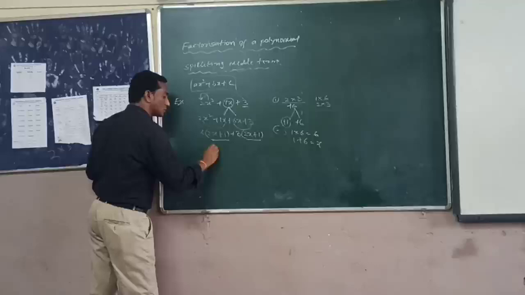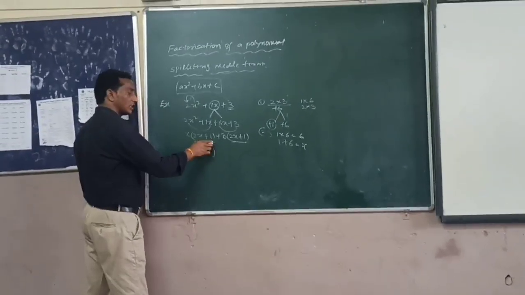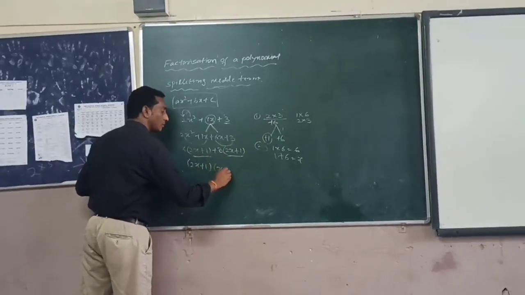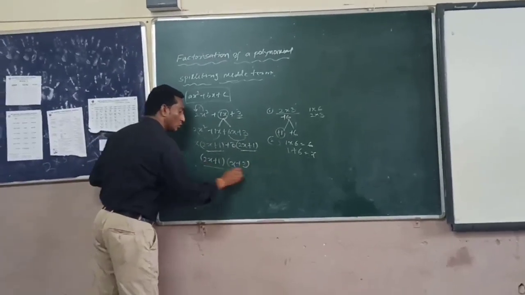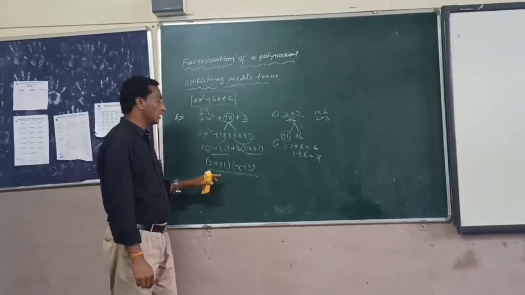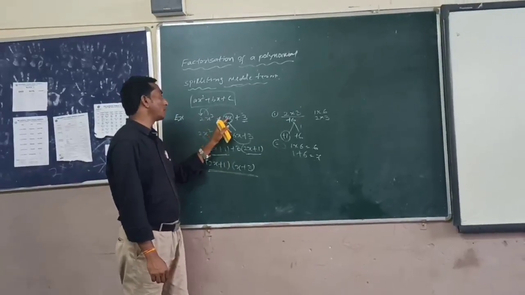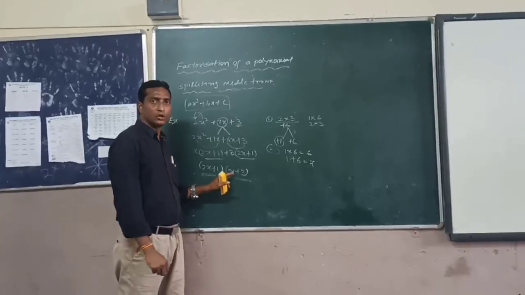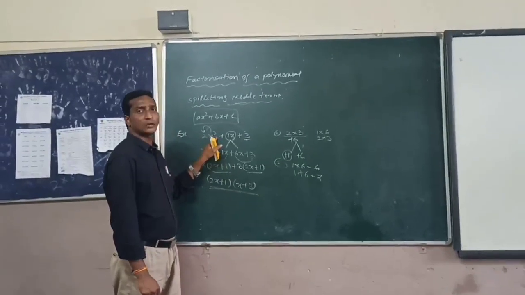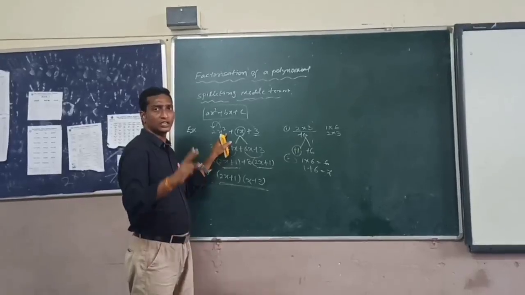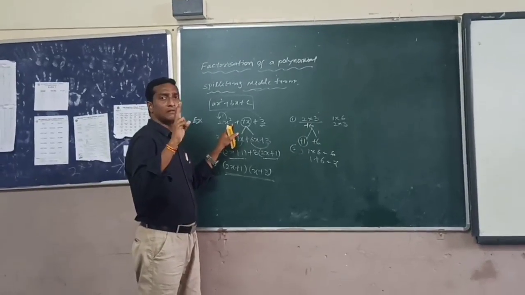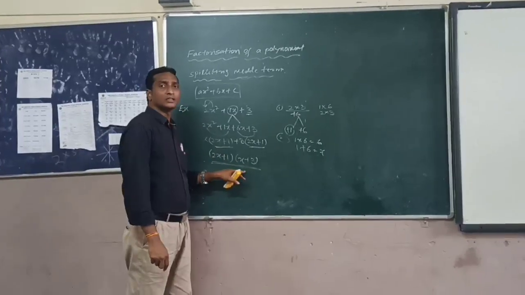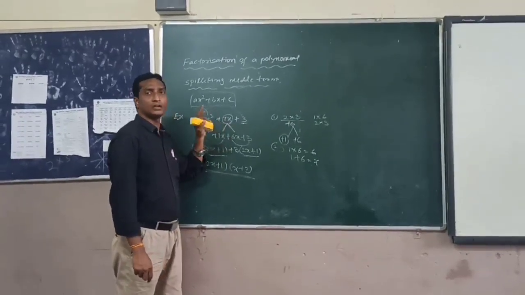So again 2x plus 1 is common. In that, 2x plus 1 is common, the remaining is x. Here the remaining is plus 3. Now 2x plus 1 and x plus 3 are the factors of 2x square plus 7x plus 3. Here how many factors are there? 2 factors. 2 factors means this is a quadratic polynomial, degree 2. So 2x plus 1 into x plus 3 are the factors of this given polynomial.